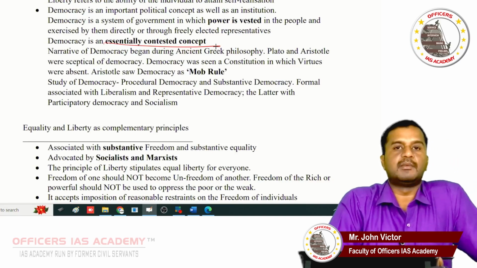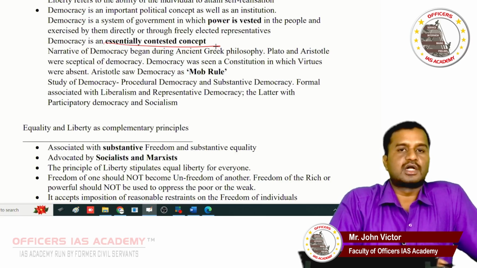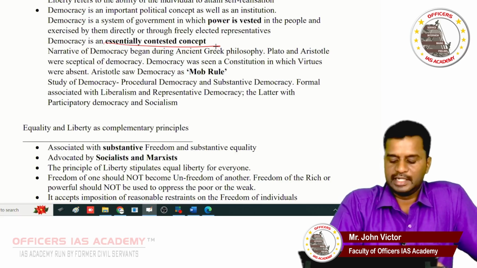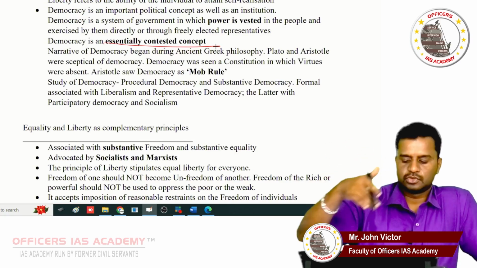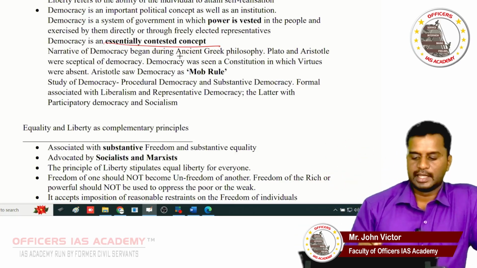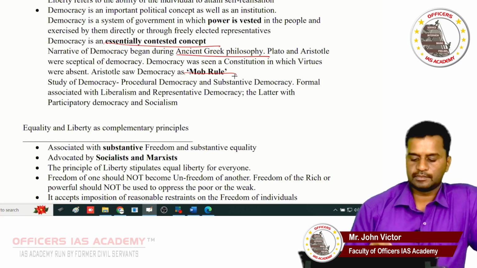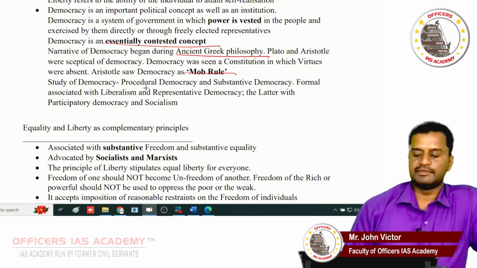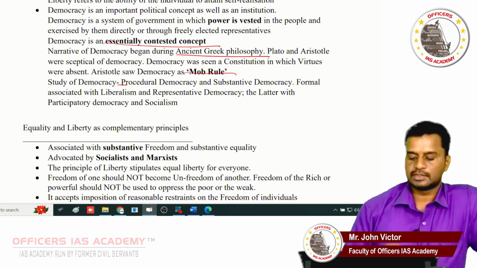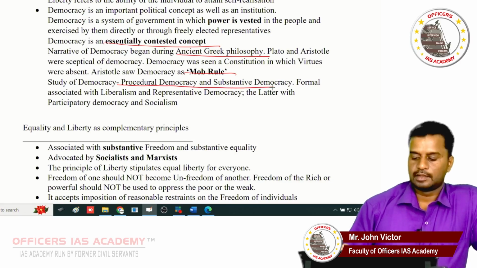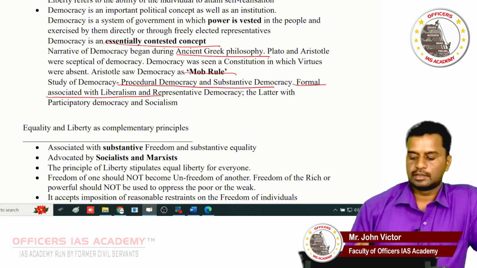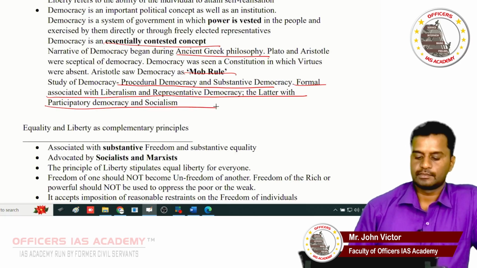The modern conception of democracy is mainly associated with liberalism. According to this concept, man is prior to state. It is based on the individual. So explain about democracy. Essentially contested. Ancient Greek philosophy, mob rule. The modern concept of democracy views democracy positively. Democracy can also be divided into procedural and substantive, formal and foundational.